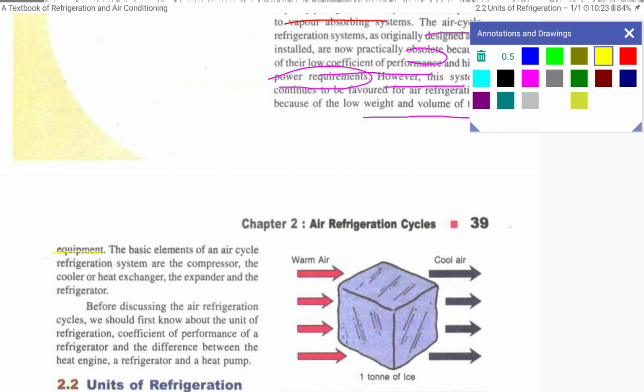So the air cycle has a compressor, a cooler or heat exchanger, an expander, and a refrigerator. Okay, these are what we call components, or elements. We have one, compressor; two, heat exchanger; three, the expander; four, the refrigerator.